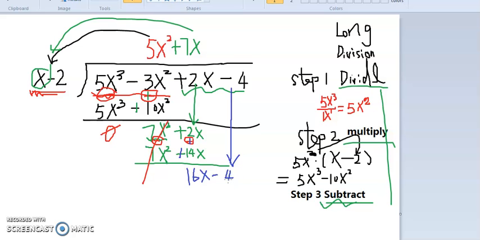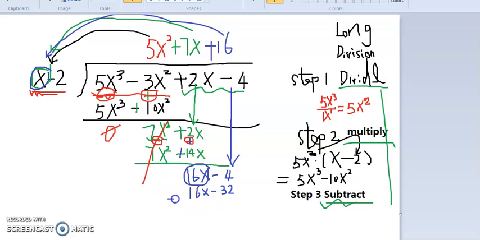So this time we're trying to figure out x into 16x. We do 16x divided by x. The x cancels x. That just gives us a positive 16. So we put the quotient up here. And then we're going to do the second step, multiplication. We do 16 times x, which gives us 16x. And then we do 16 times negative 2. That gives us minus 32.